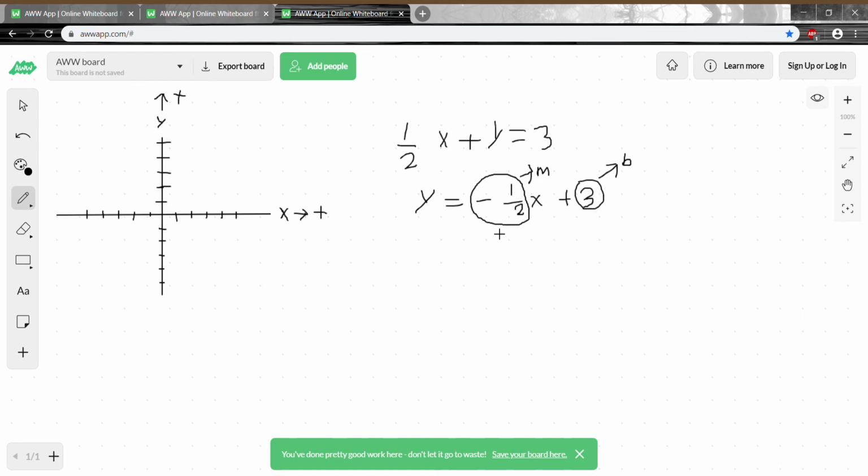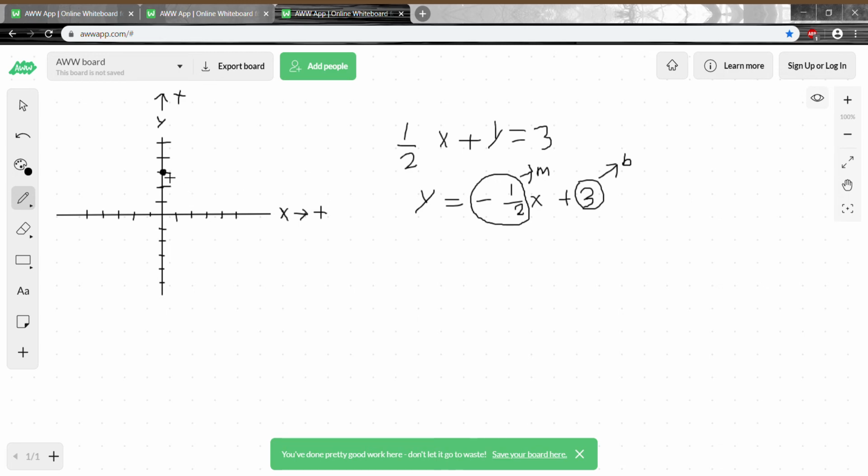And we can see that in our equation. So if we were to plug 0 in for x right here, this whole term would go away. We would be left with y equals 3. So we see that when x is 0, y is 3. And this is our first point.